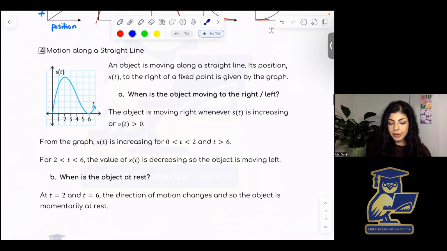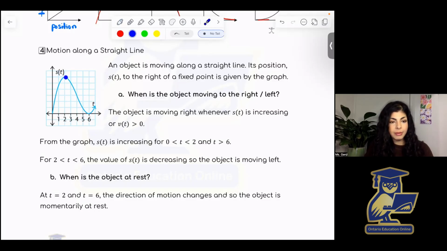Now let's look at an example here. We are considering an object that is moving along a straight line. So its position s of t to the right of a fixed point is given by this graph. So that means our positive direction is to the right. And we're asked, when is the object moving to the right or left? So now we first have to see which parts of the graph are increasing, which are going to be when we are moving to the right, and the parts that are decreasing, we're moving the opposite direction, so we are moving left. So considering here, I am moving up, and so from t0 to t2, I have an increasing function, so that means I'm moving to the right.